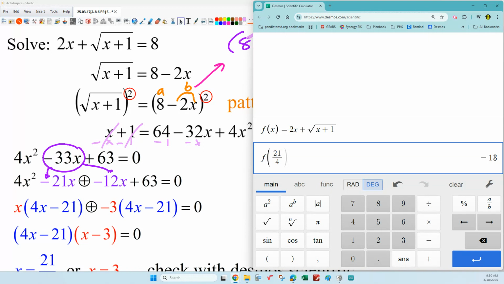So is 21/4 a valid solution? Did it work? Give me thumbs up or down. When I plugged in 21/4 to make this equation true, what did it have to equal? It had to equal 8, but it didn't. It equaled 13. So when I plug in 21/4, I get 13 equals 8, which is false, right? So that is a false solution, an extraneous solution.